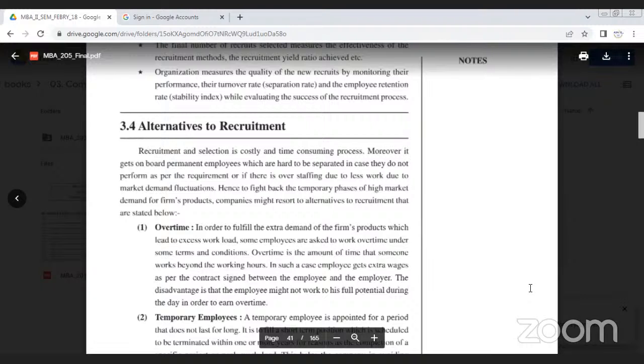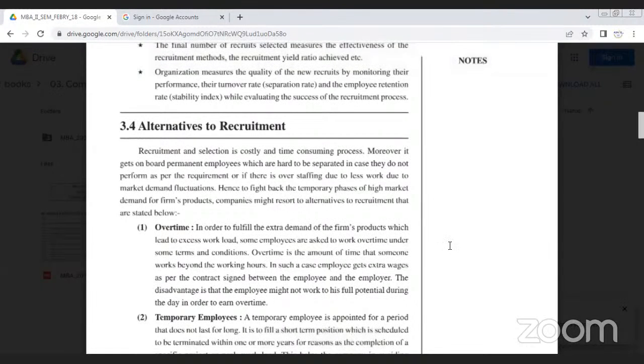Next, alternatives to recruitment. Recruitment and selection is a costly and time-consuming process. Moreover, if a company takes on permanent employees, they are hard to separate in case they do not perform as per the requirements, or if there is overstaffing due to less work because of market demand. Hence, to fight back the temporary phase of high market demand for the firm's products, companies might resort to alternatives to recruitment that are stated below.